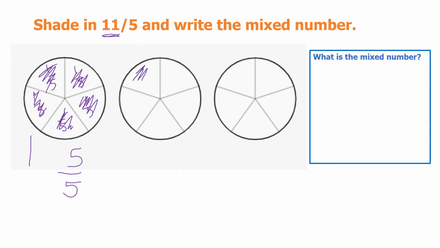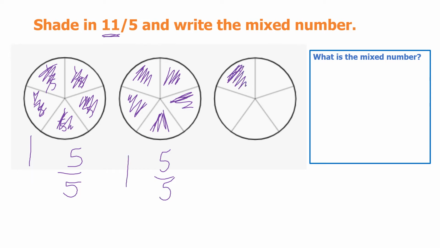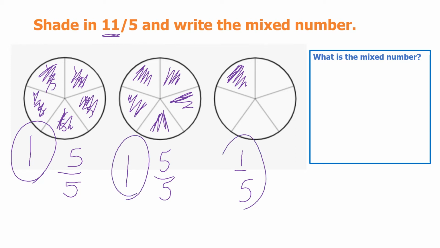And 6, 7, 8, 9, 10. Uh-oh, I've just done another 5/5, which equals a whole. Let's see, that was 10, and one more makes 11. So that means I've got 1/5 here. All right, this means I have 1 whole shaded in, 2 wholes shaded in, and 1/5. So my mixed number is 2 wholes and 1/5.